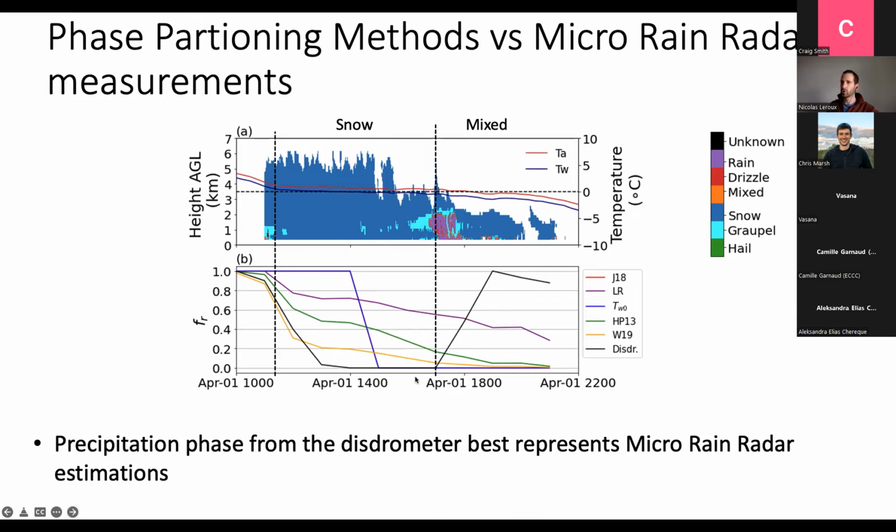And here I'm showing the time evolution of the liquid fraction based on the different PPMs. What we can see is during the snow part of the event, only the disdrometer liquid fraction, which is in black, estimated a liquid fraction close to or equal to 0, and the other ones estimated a higher liquid fraction. And when the event turned into mixed precipitation, only the disdrometer picked up this new precipitation type and phase, and increased the liquid fraction up to 1, which is fully liquid precipitation. This is just an example of one event. We have different events that we've analyzed, but the main conclusion is that the disdrometer is the best PPM, especially compared to the micro rain radar measurements.